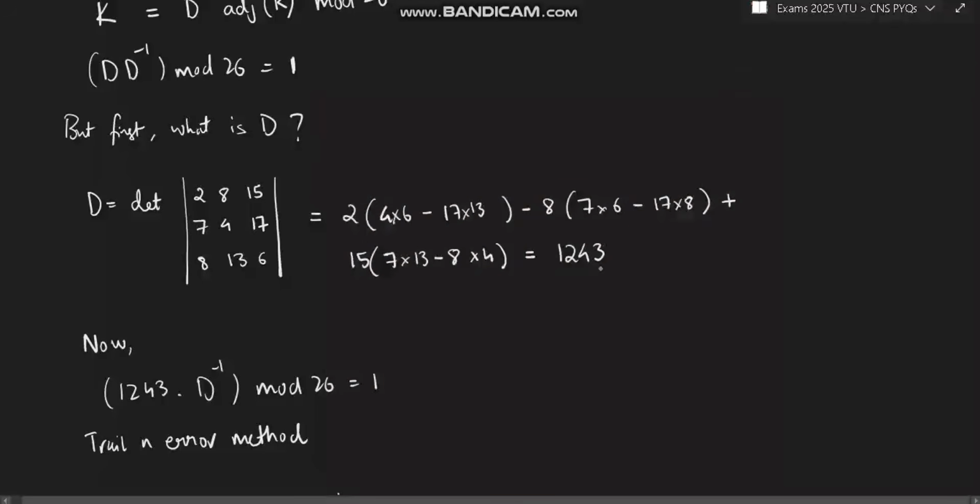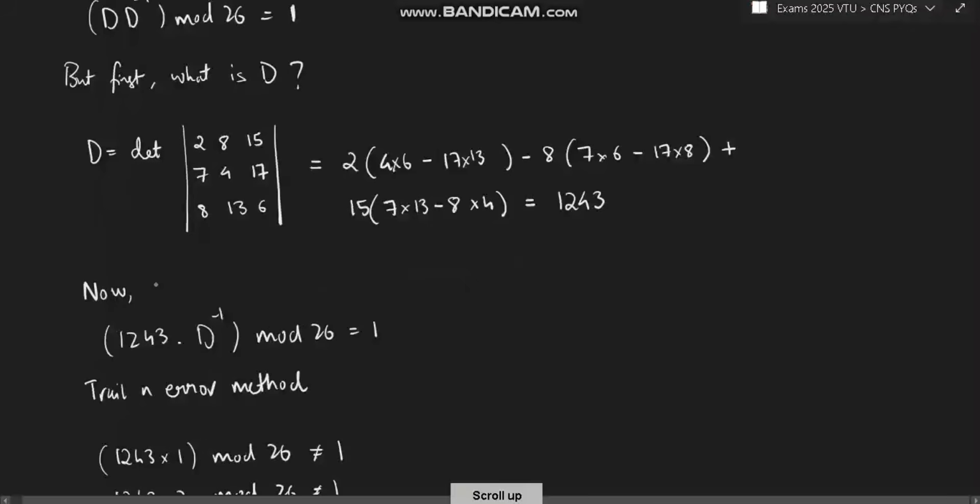So we'll be getting 1243 only. Okay, so it was just a writing mistake. So this is the correct one. This is how you find out the determinant. And when you get the determinant here, we will be using this determinant in this formula.